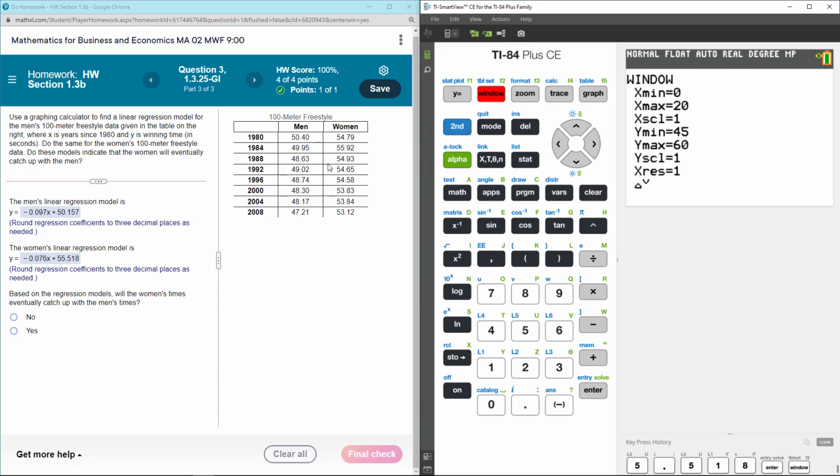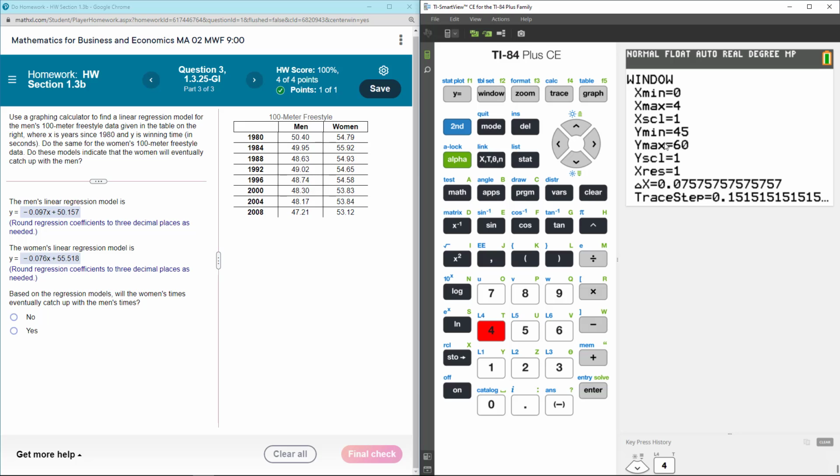Now notice here my x values are going from 1 to 28. So here I have x max at 20. I probably want to change that to, I don't know, maybe 40. Okay, now for my Y values, I have my Y min at 45 and my Y max at 60, which kind of makes sense since I'm getting as high as 55 here.